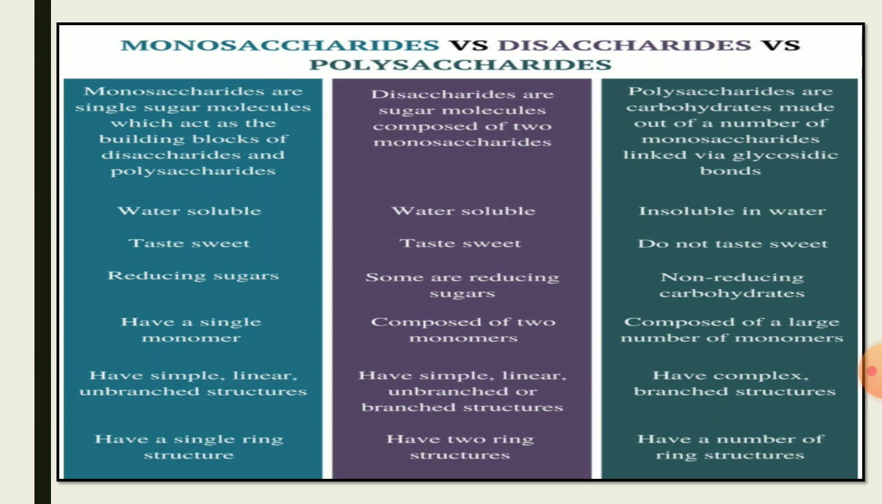Monosaccharides have a single ring structure. Disaccharides have two ring structures. Polysaccharides have many ring structures.